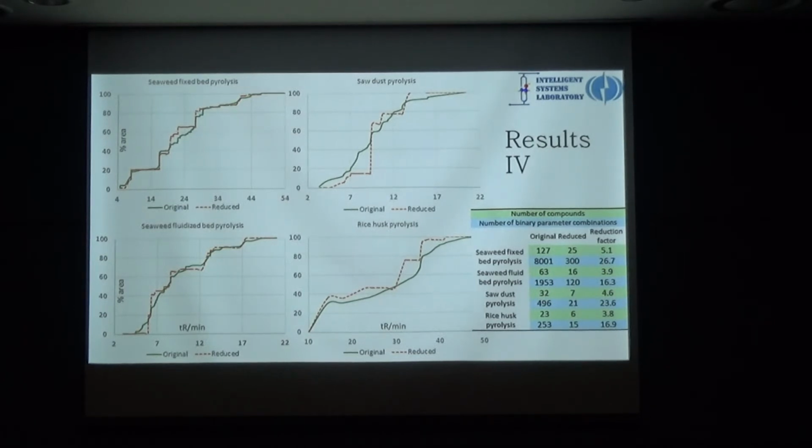We could only do this point for data sets from other feedstocks which we have found from literature, and as you can see here, in case of seaweed fluidized bed pyrolysis, fixed bed pyrolysis, sawdust, and rice husk, the total number of compounds ranging from 23 to 127 was reduced to 6 to 25, and the potential number of binary parameters was reduced by a factor ranging from 17 to 26.7.